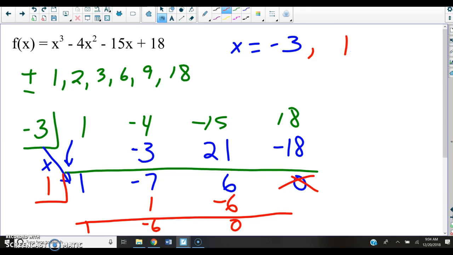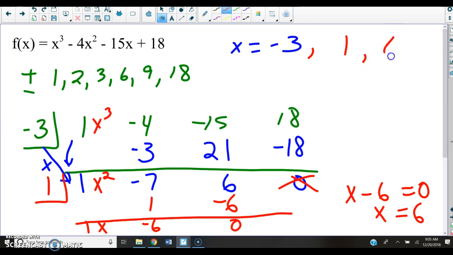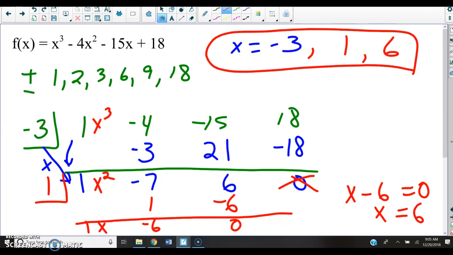Right, so this started as x cubed. When we did the synthetic division, we lose 1 degree. So now it's x squared. And finally, it's x. So our last one is x minus 6 equals 0. So we get x equals 6. And there are our zeros. Okay. So you can see how quickly that works.